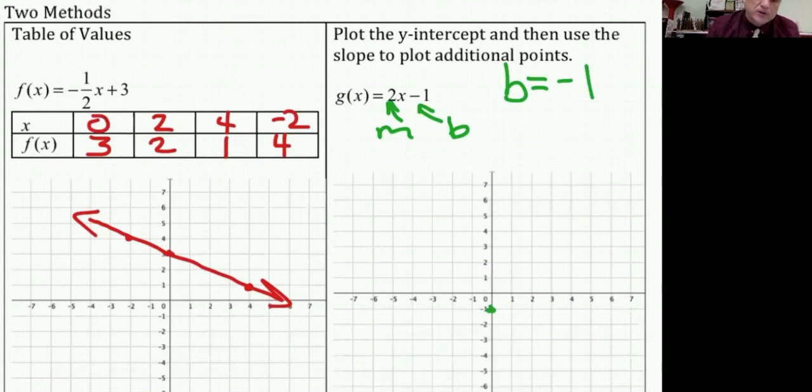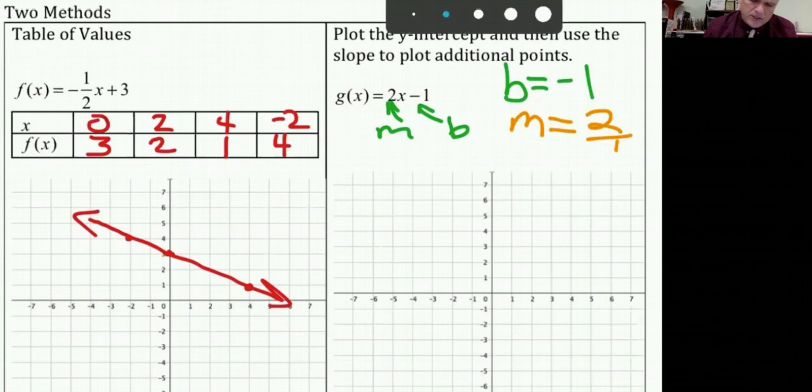Your next step is to figure out what your m is. Your m was a positive 2. The x is not part of the m. If I say what is m, it's always going to be a number. Rise over run. So m is going to be 2. And invisible math says I can put it over 1, and I'm not going to change the value of my number. So we've already got b at negative 1.